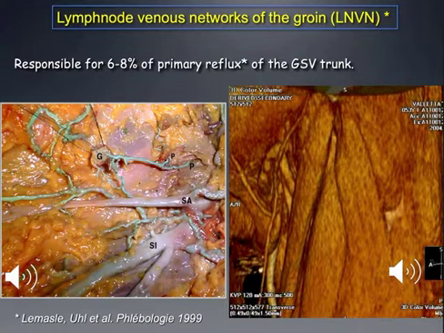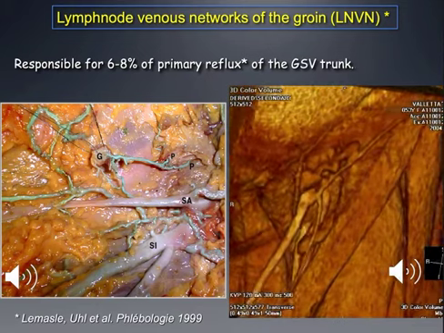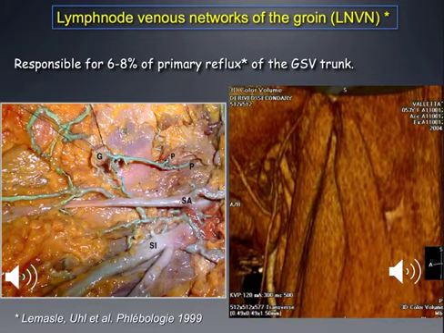These networks could be found before any treatment, and we published a paper in French Phlebology in 1999 showing that these reflux could be responsible for about 6 to 8 percent of primary reflux of the great saphenous trunk. On the right, you can see a 3D animation of the networks at the groin level.